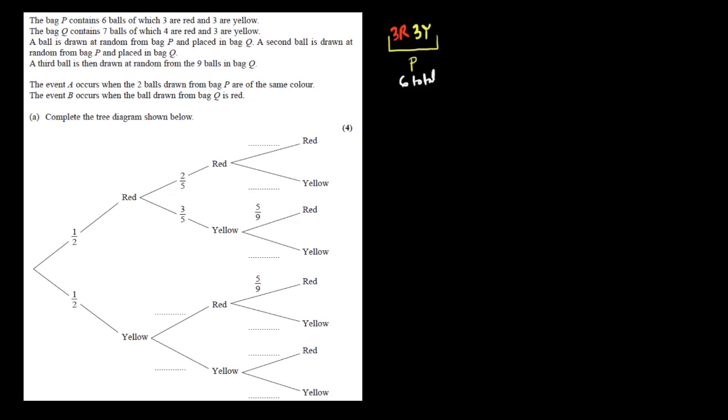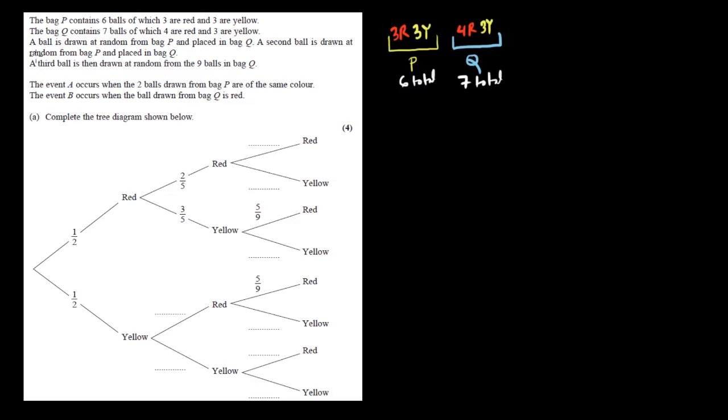Now there is another bag, bag Q. This is another bag. In bag Q, there are 7 items in total. Of them, 4 are red and 3 are yellow. So the total number of items is 7.